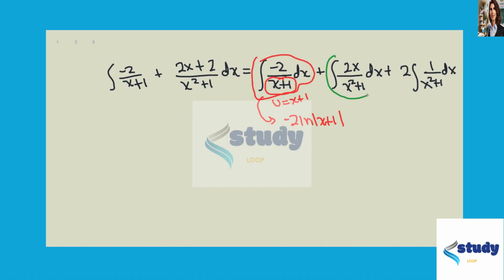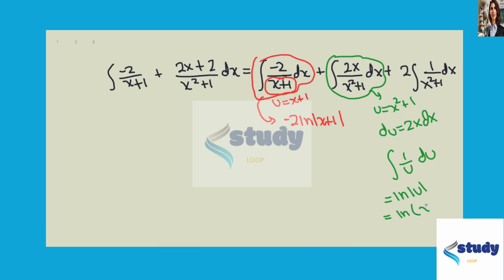For the second integral, u substitution, u equals x squared plus 1. Then du equals 2x dx. So this becomes the integral of 1 over u du. That's natural log absolute value u. And so that's ln of x squared plus 1. Feel free to drop the absolute values here because x squared plus 1 is positive.